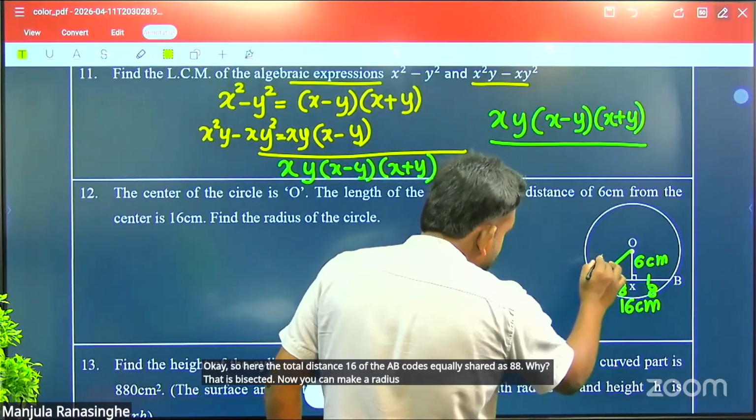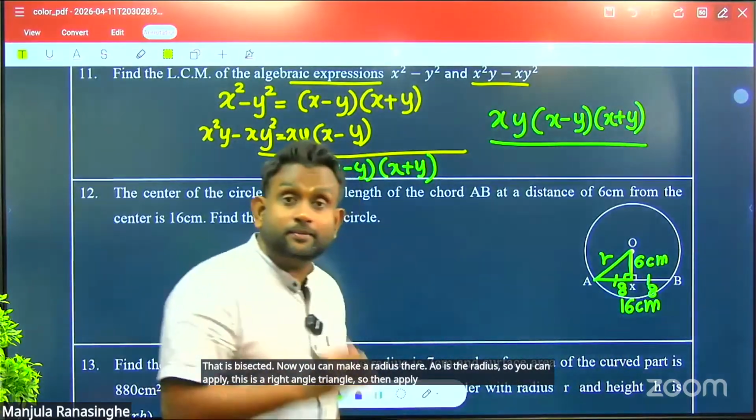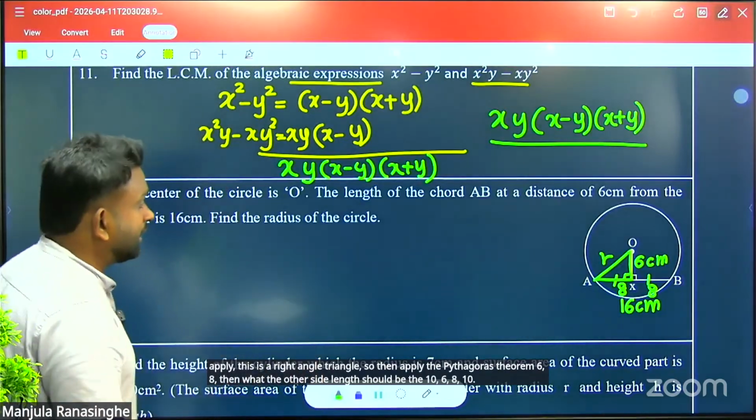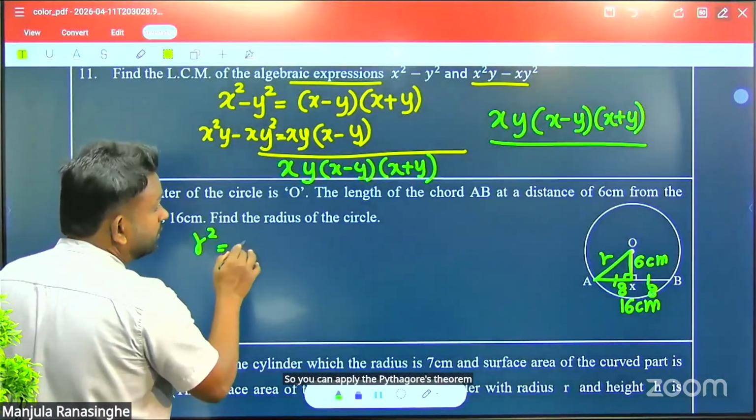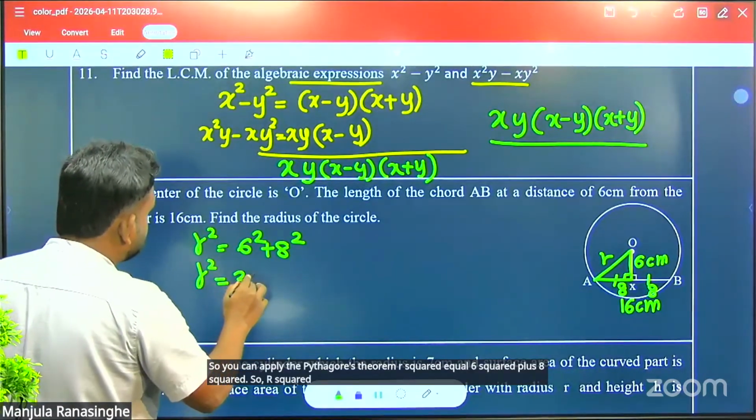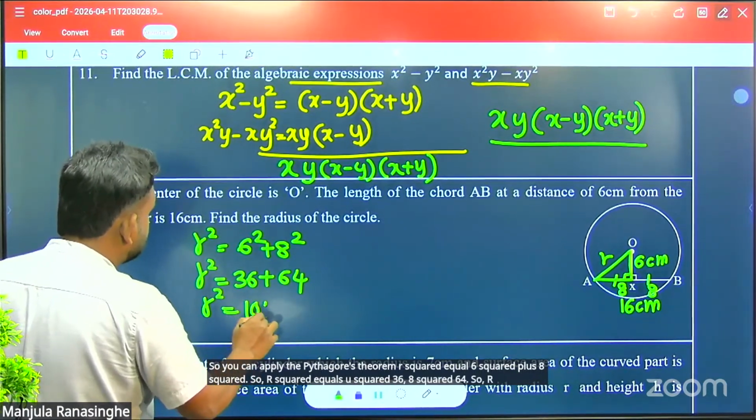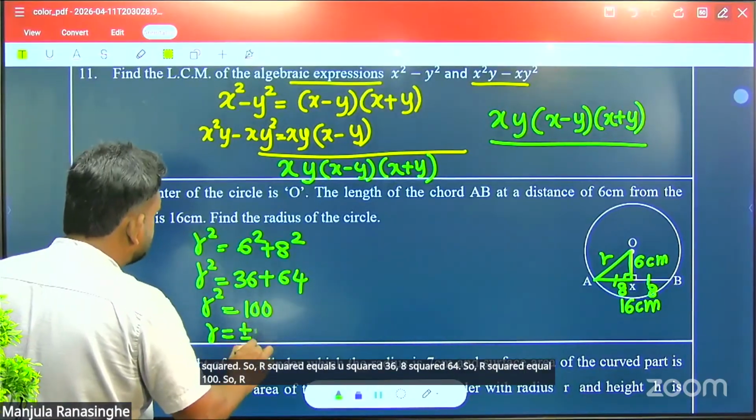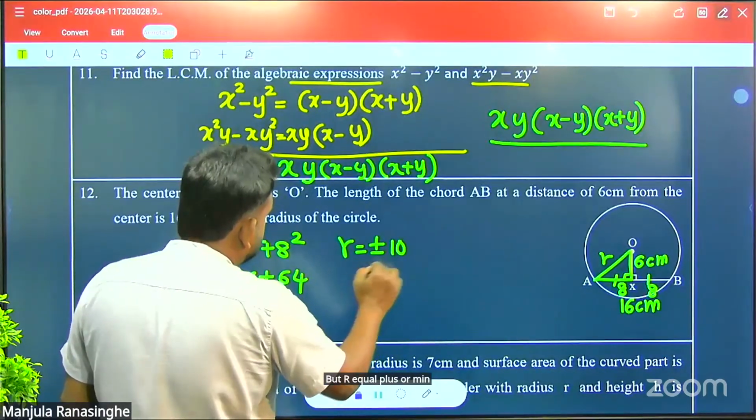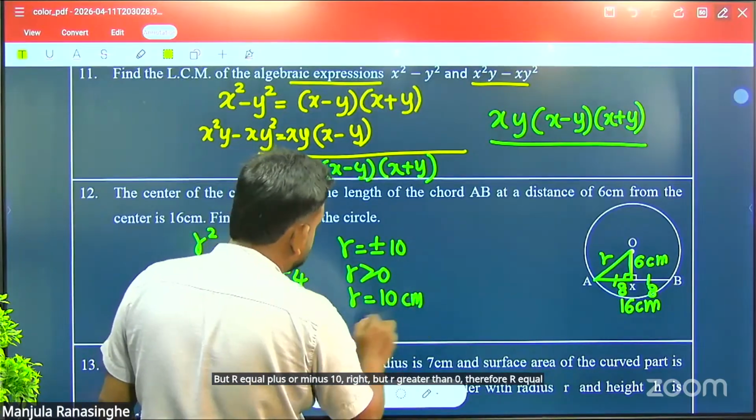Now you can make a radius there. AO is the radius. This is a right angle triangle, so apply the Pythagoras theorem, 6, 8, then the other side length should be 10. So r squared equals 6 squared plus 8 squared. 6 squared is 36, 8 squared is 64. So r squared equals 100. So r equals plus or minus square root 100, r equals plus or minus 10, right? But r is greater than 0, therefore r equals 10 centimeters.